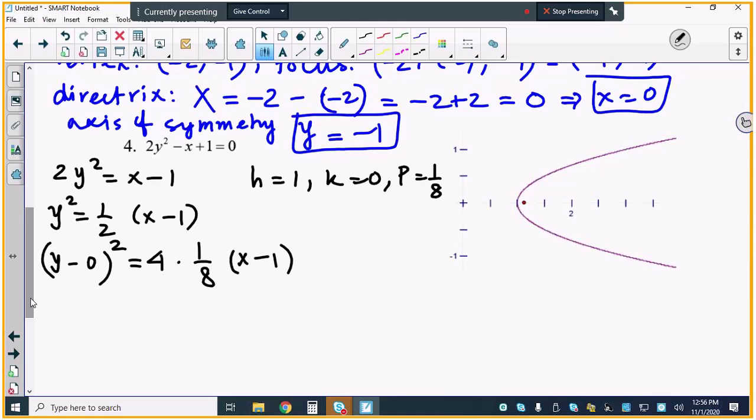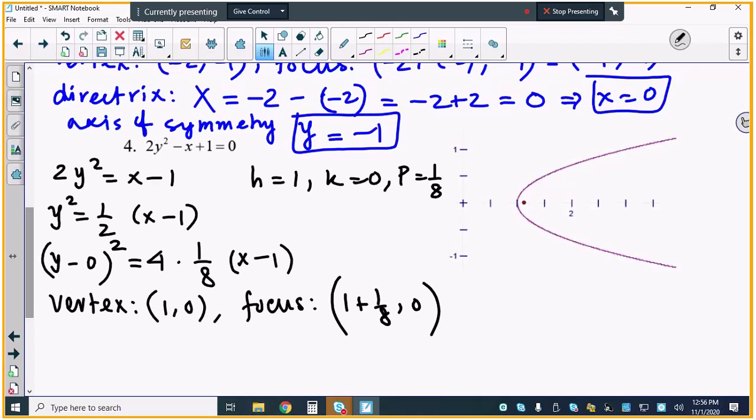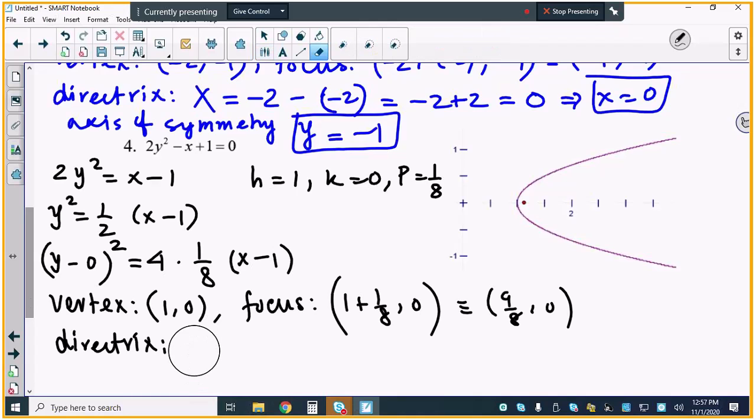This parabola has axis of symmetry as horizontal line. So the vertex is h comma k, which is 1 comma 0. Focus, so remember you are just going to work with the x coordinate of the vertex. For the focus you add, so the x coordinate is 1 plus 1/8. And you don't do anything with the y coordinate, so that's 9/8, comma 0. For the directrix, it's still the x coordinate of the vertex. So it's 1 minus the focal distance 1/8.